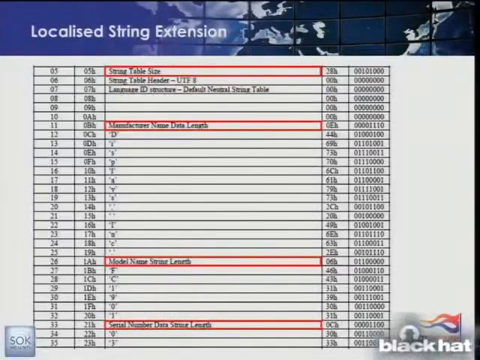So this is an example of a localized string extension block. And as you can see in there, not only have you got strings, but you've got lengths associated with the corresponding strings. And I'm sure you can all see the potential for buffer overflows there if that data isn't correctly parsed.